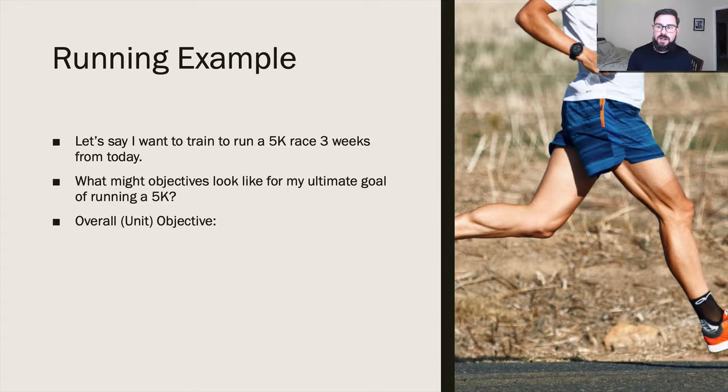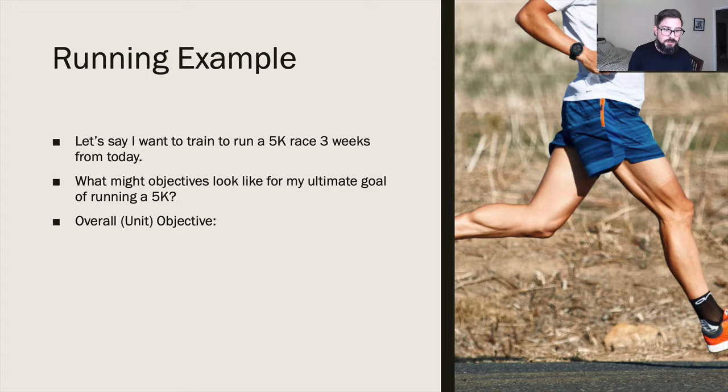And so if, for example, we have a running example. Let's say that Fassbender wants to run and train for a 5K race in 3 weeks from today. So we have a time frame. We understand the distance that I'm going to run. What might my objectives look like for my ultimate goal of running a 5K in 3 weeks from today?